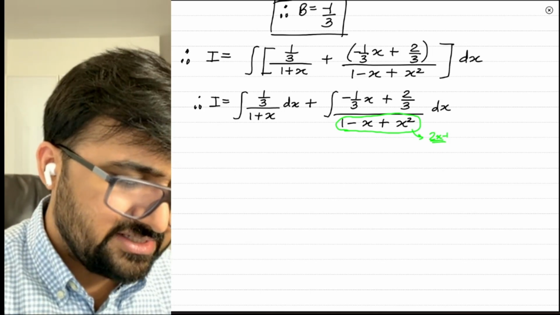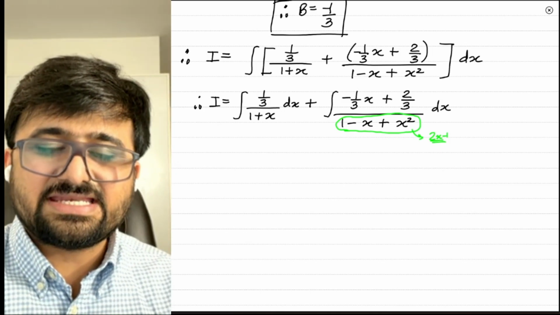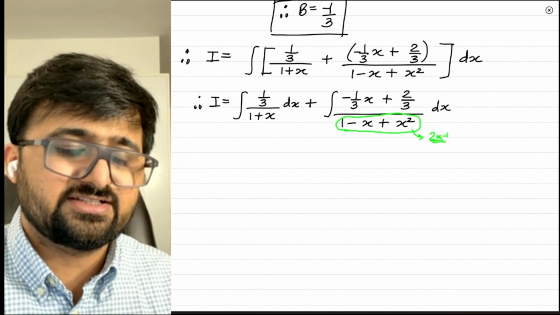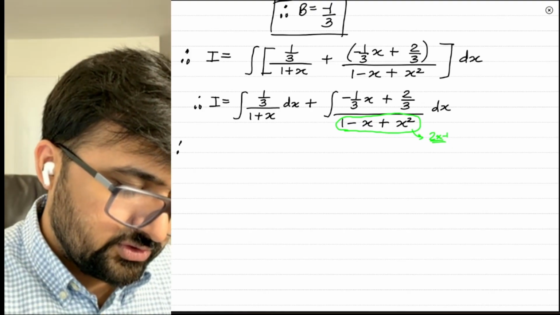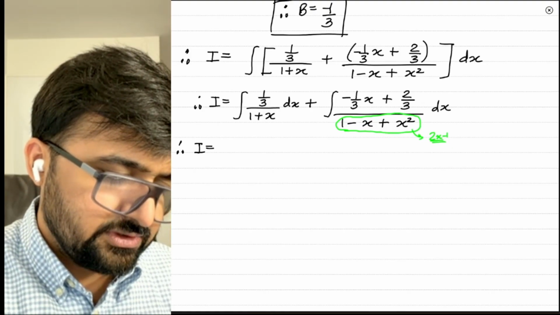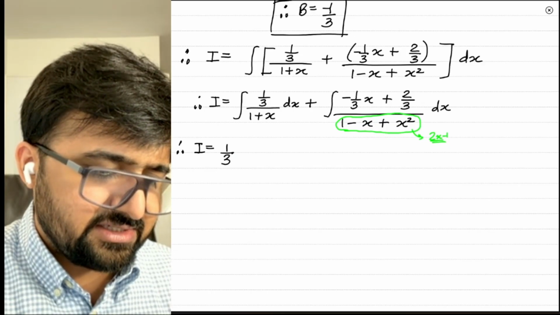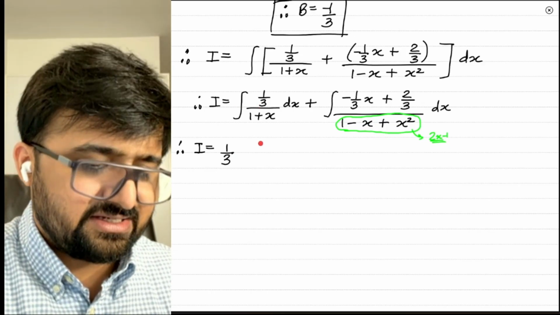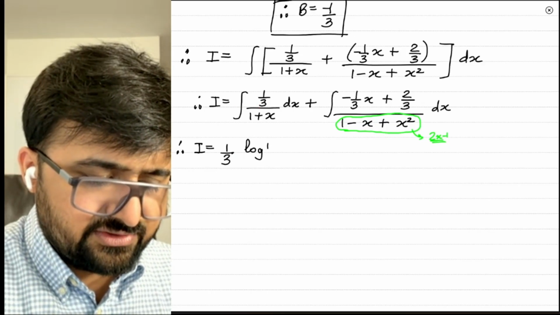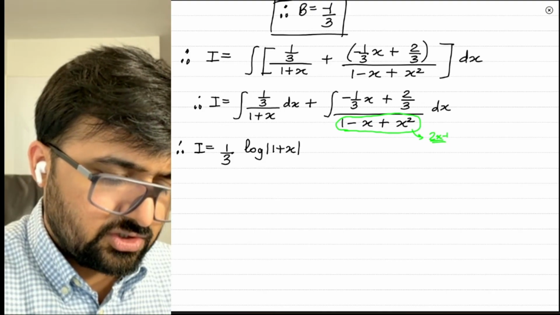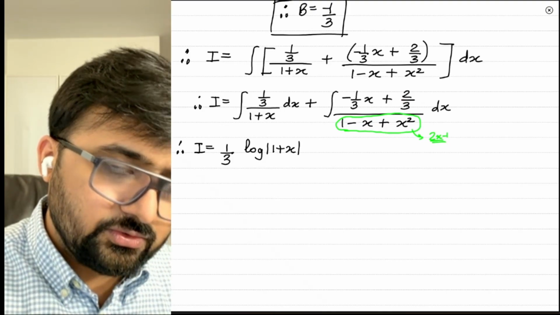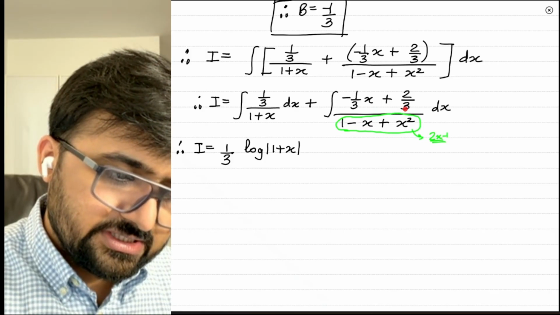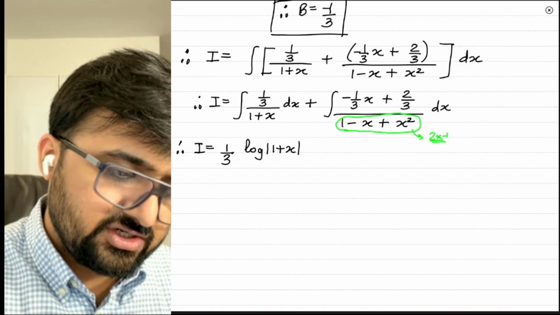Let's try to bring that term in the numerator so that we can easily do the method of substitution at this point. In order to do that, we say I is equal to this integral we can evaluate directly. 1 by 3 is a constant and can be taken out of the integral, and we get log mod 1 plus x. And in order to do this, we take 3 common first.